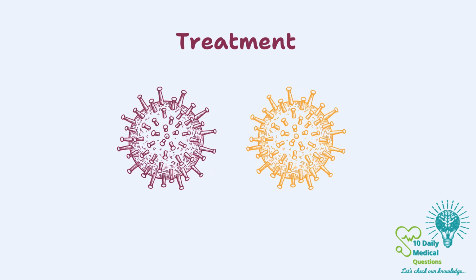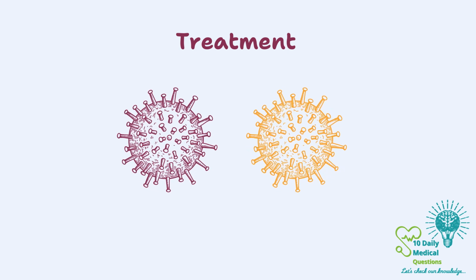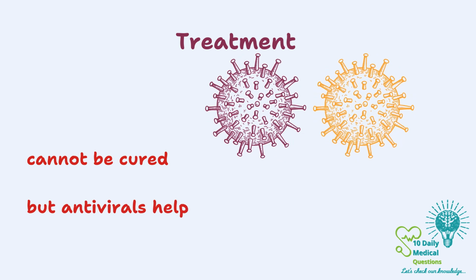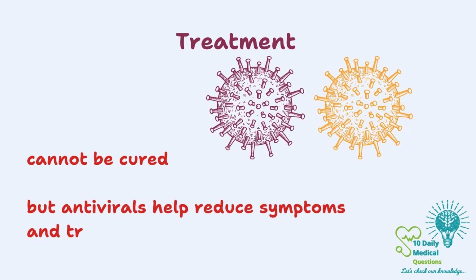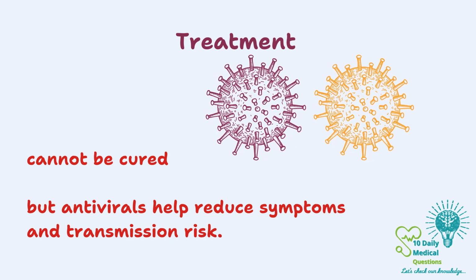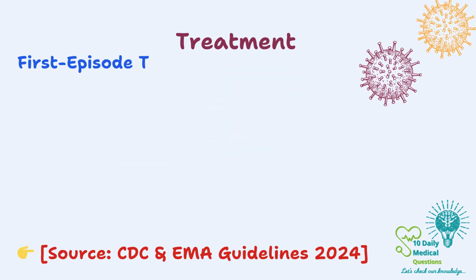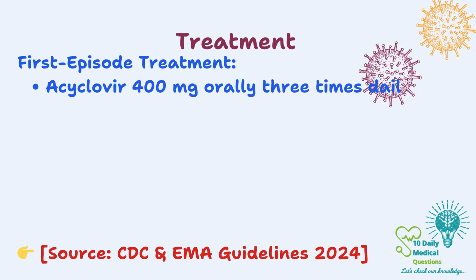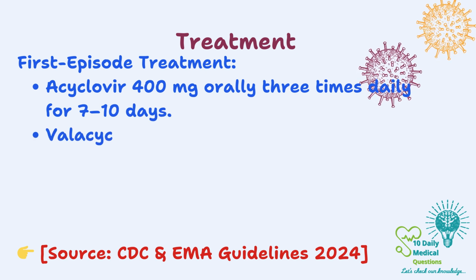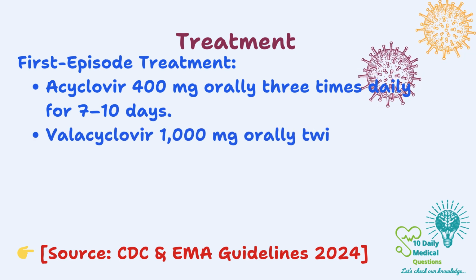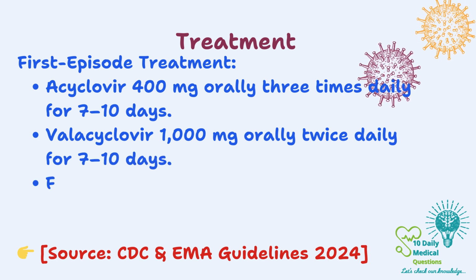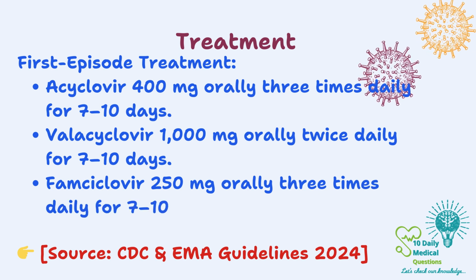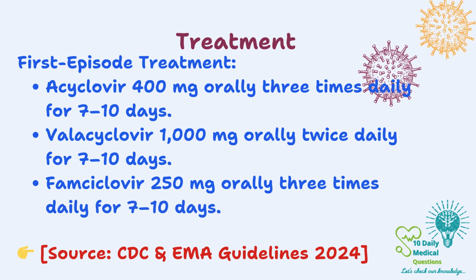Treatment of HSV-1 and HSV-2. HSV infections cannot be cured, but antiviral therapy can help reduce symptoms, shorten the duration of outbreaks, and lower transmission risk. First episode treatment: acyclovir 400 mg orally 3 times daily for 7 to 10 days. Valacyclovir 1000 mg orally twice daily for 7 to 10 days. Famciclovir 250 mg orally 3 times daily for 7 to 10 days.